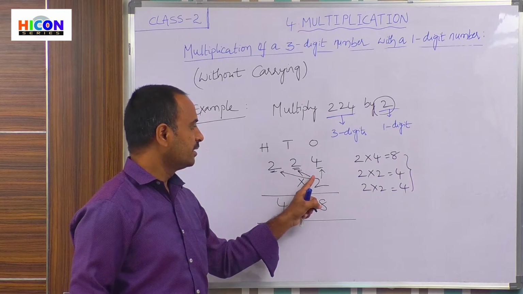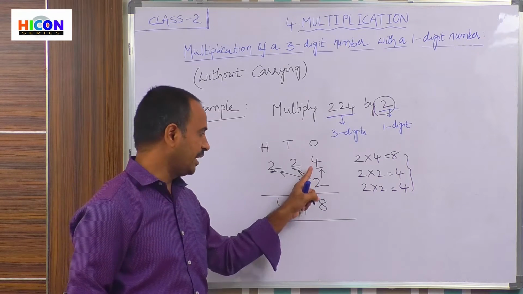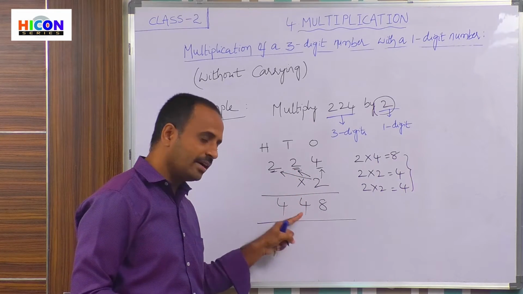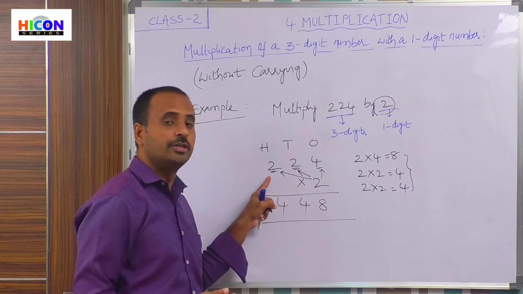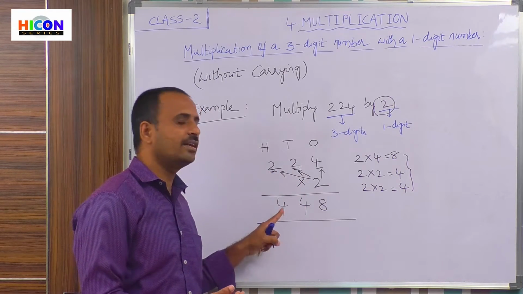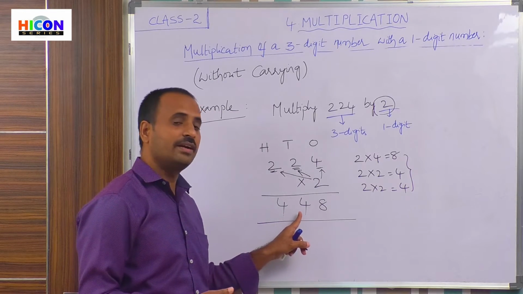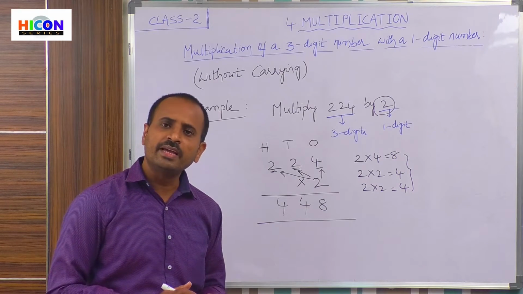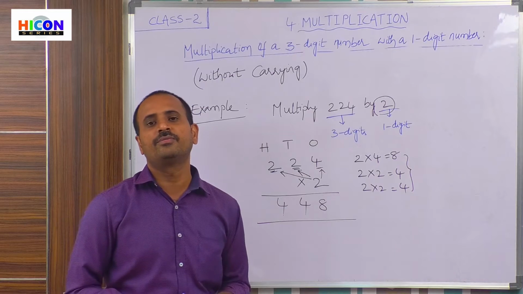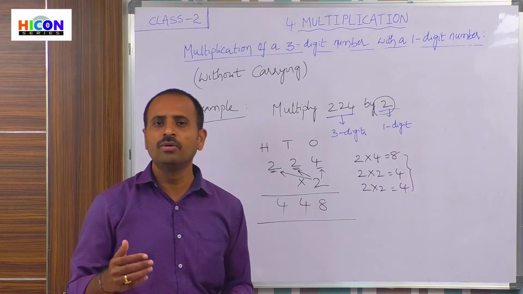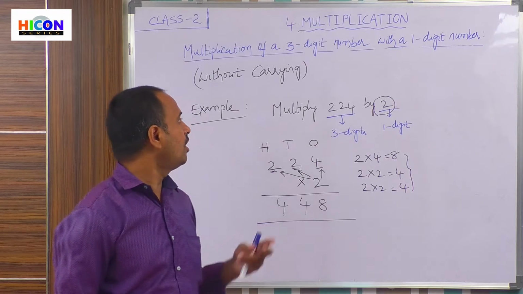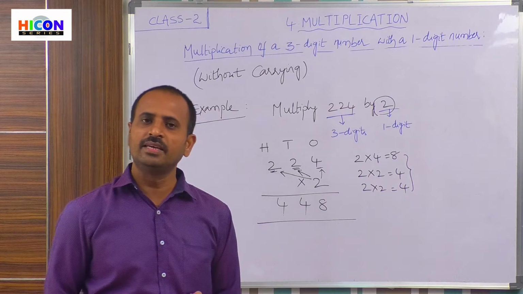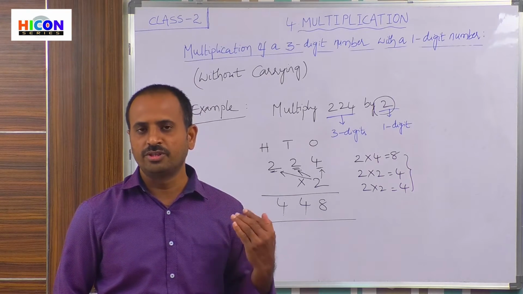So multiply the digit present in ones place and write the answer under ones place, multiply the digit in tens place and write under tens place, and multiply the digit in hundreds place and write it under hundreds place. So the answer is 448. Children, remember, in this way we can multiply a 3-digit number with a 1-digit number without carrying. Now let us practice some more problems on this topic.